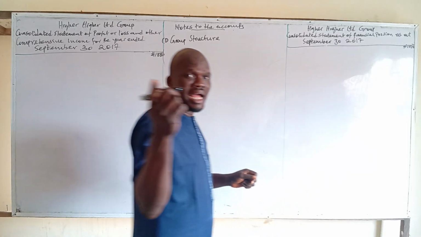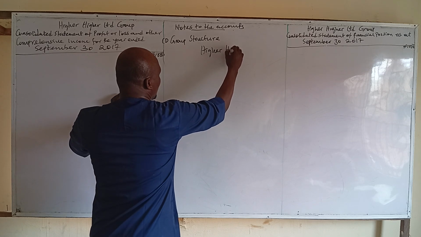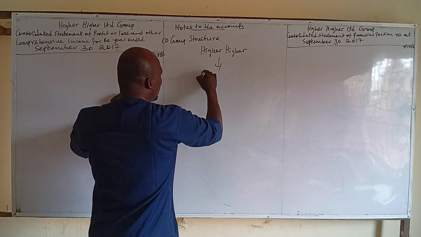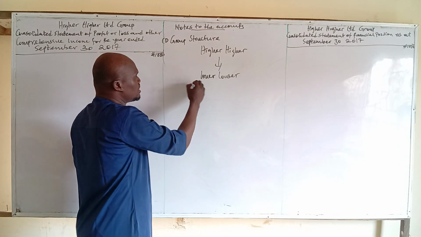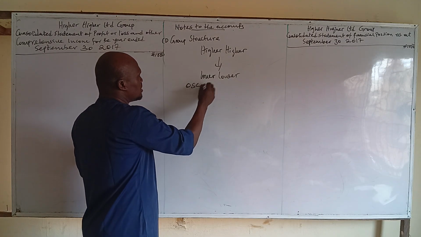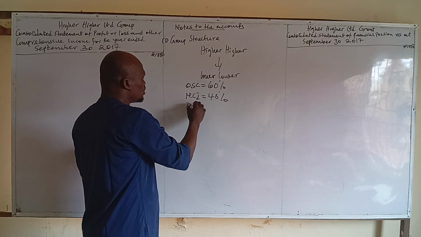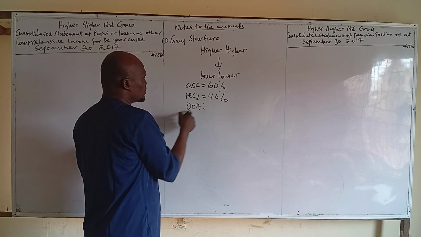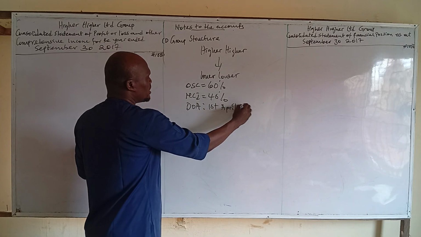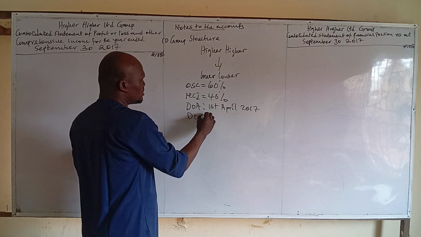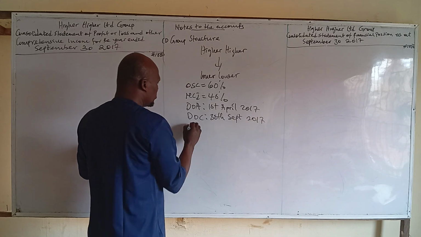So the question says IIR Limited acquired the Lower. How many percent equity shares? 60%. So ordinary share capital 60%. NCI will be what? 40%. Date of acquisition. DOA stands for what? Date of acquisition. So first of what? April 2017. Then date of consolidation, 30th September 2017.